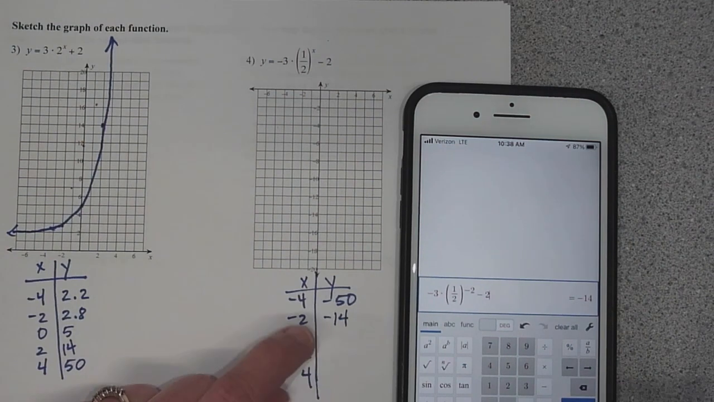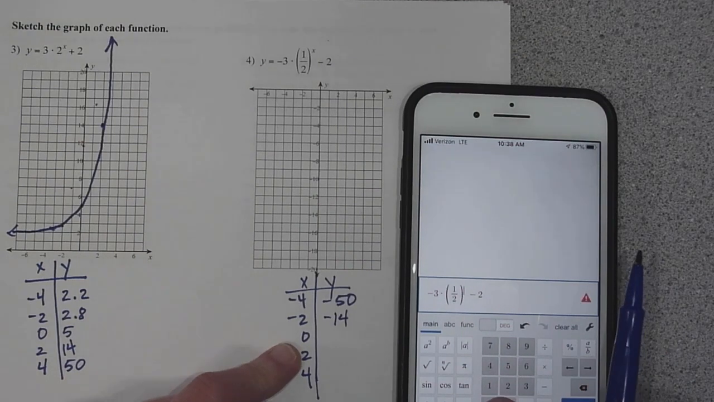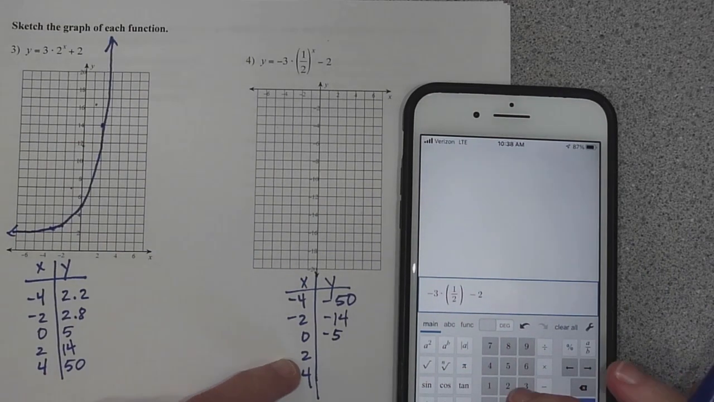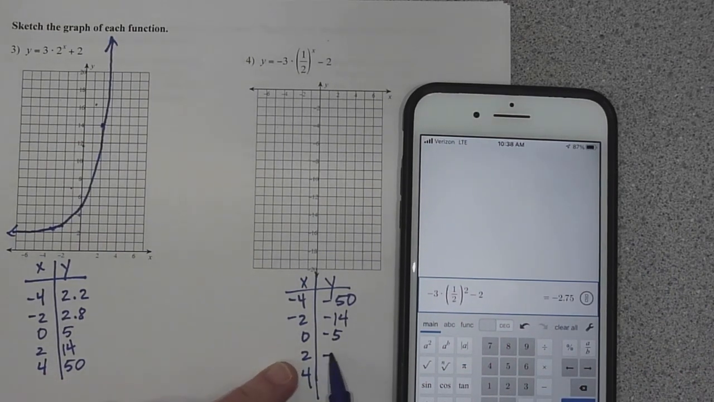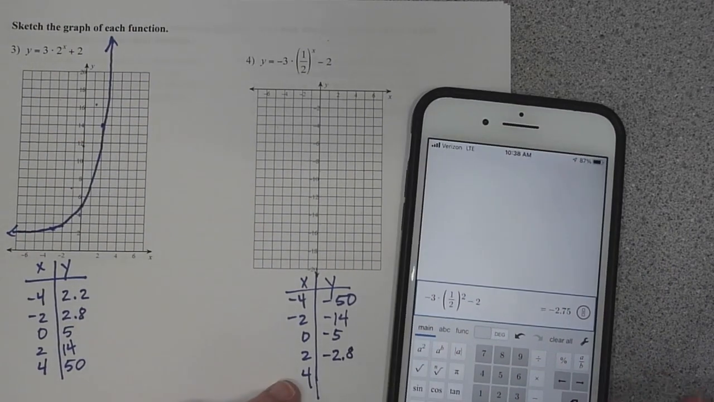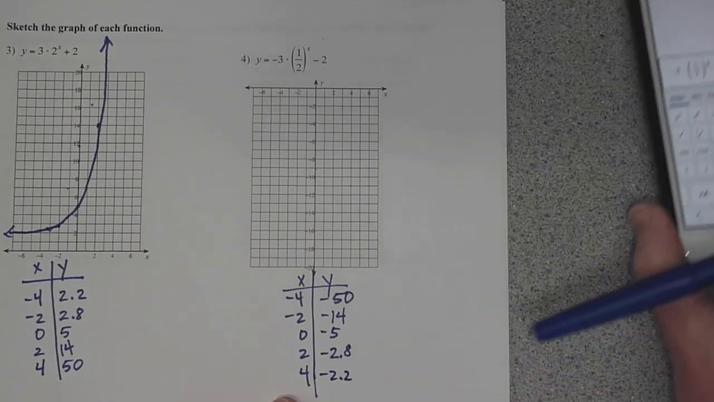All right, now I'm just going to keep on changing that exponent because that's the value of x. And I'll put 0 there for now. And then I get negative 5. And then I'll put 2 there, and I'll get negative 2.75. I'll just put negative 2.8. And then I'll put 4 there for negative 2.2. Negative 2.2. Okay. So there we go.